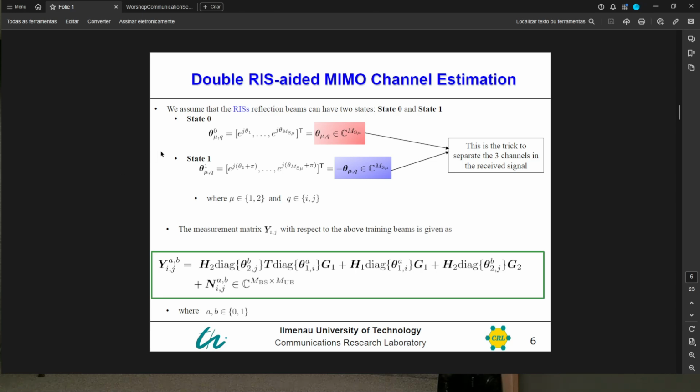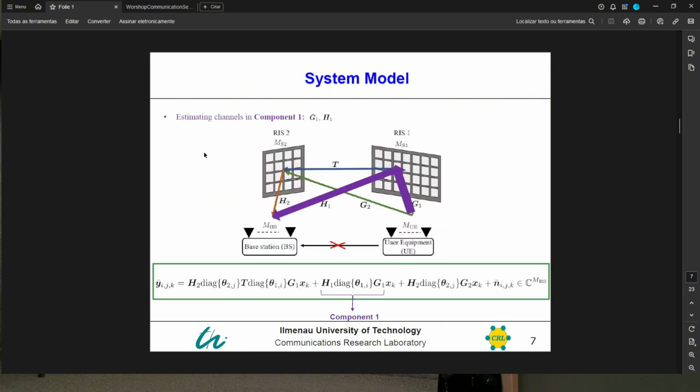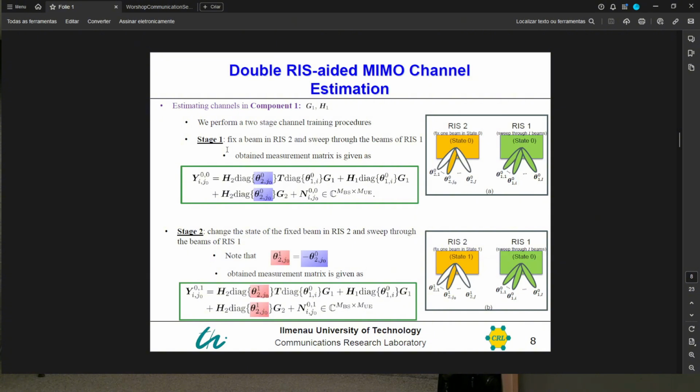So we start by estimating the channels that are in component 1. In component 1, we have the channels G1 and H1, which are shown here. How do we estimate these two channels? First, we perform a two-stage training procedure. In the first stage, we fix one beam in RIS 2, and then sweep through all the beams of RIS 1.